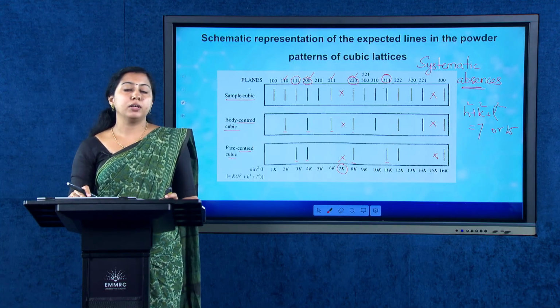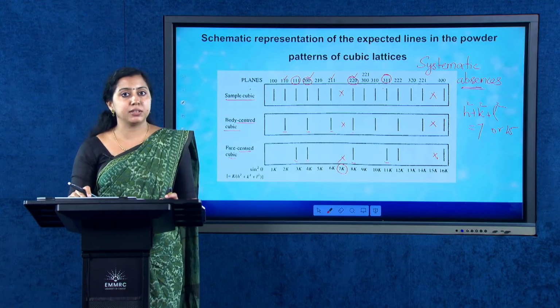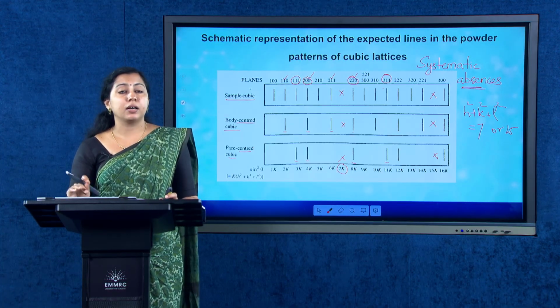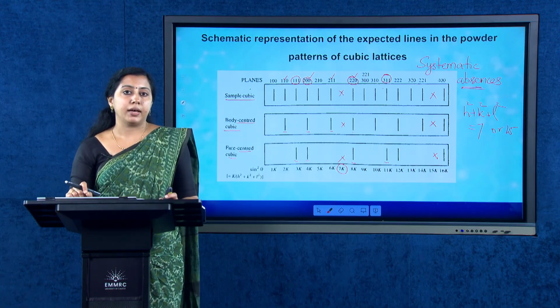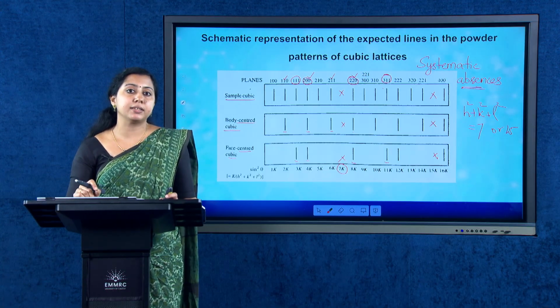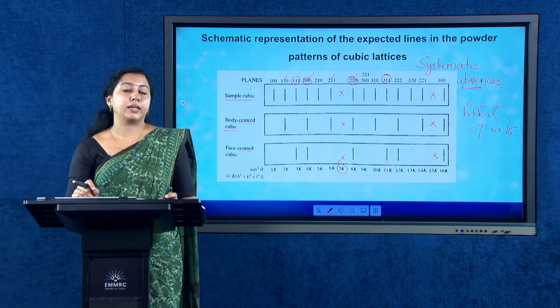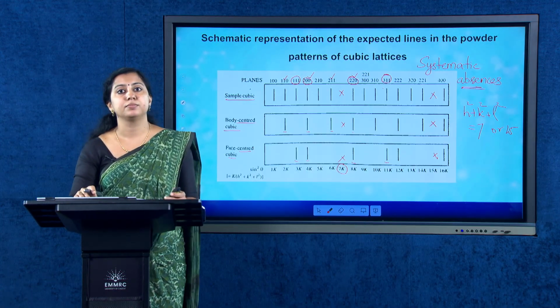We can check for the lines present, or we can check for the systematic absences. That gives a clear idea of the lattice type. And if we identify the lattice type, from that we can calculate the lattice parameters, the unit cell edge, etc.